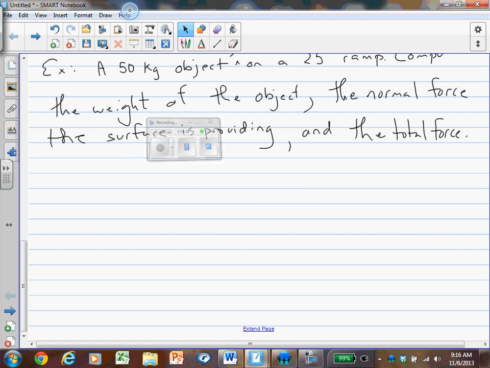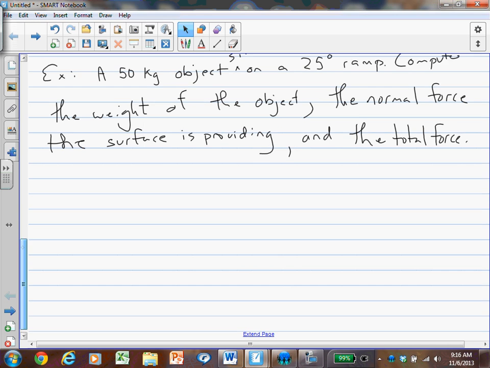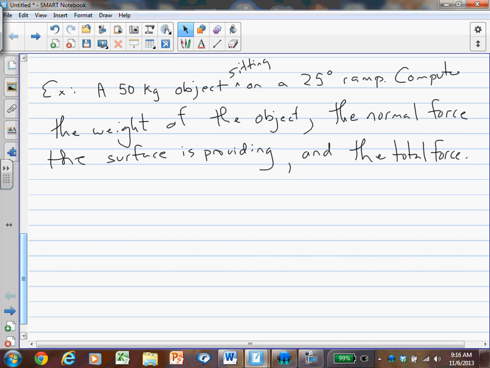Here's an example. A 50 kilogram object is sitting on a 25 degree ramp. Compute the weight of the object, the normal force the surface is providing, and the total force. The total force is also the parallel force, so I'm going to show you that.